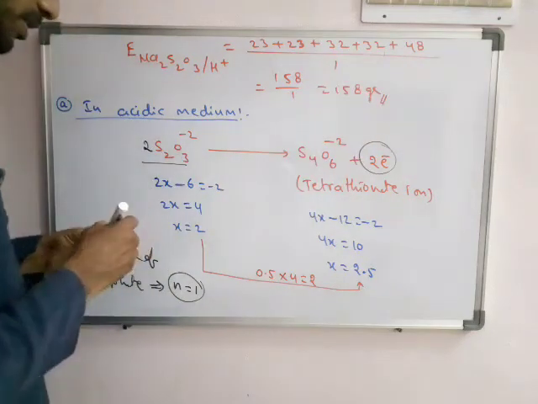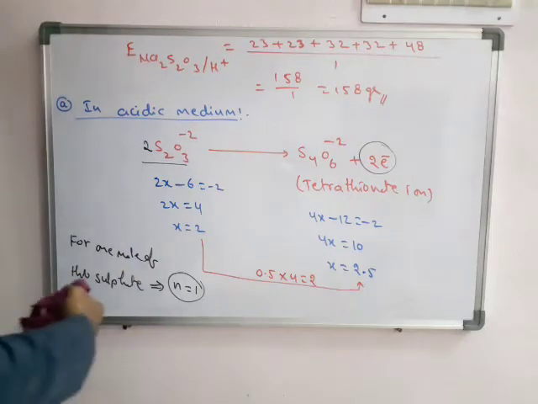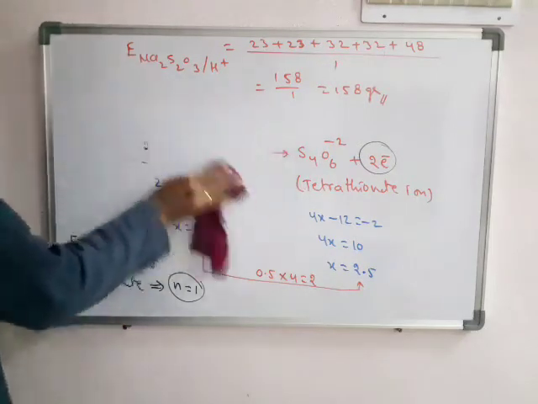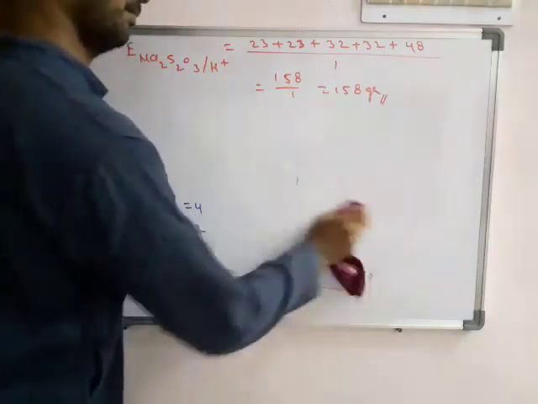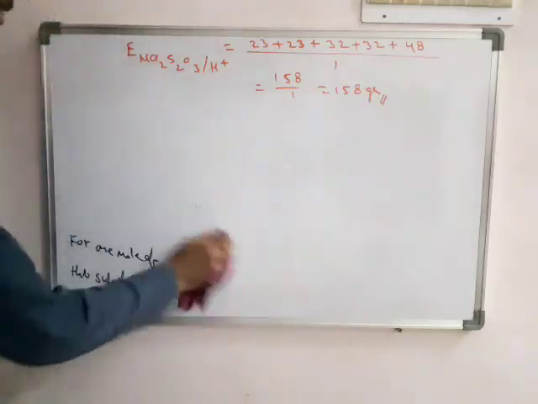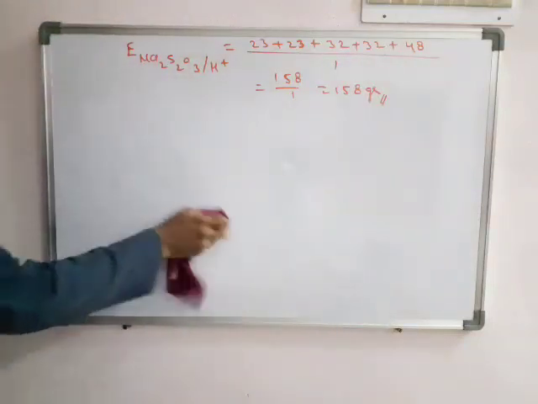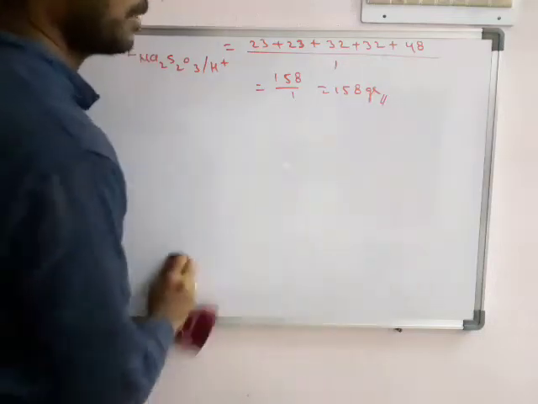So which compound also has the same molecular weight 158? Can you remember that? The potassium permanganate also has 158 molecular weight.